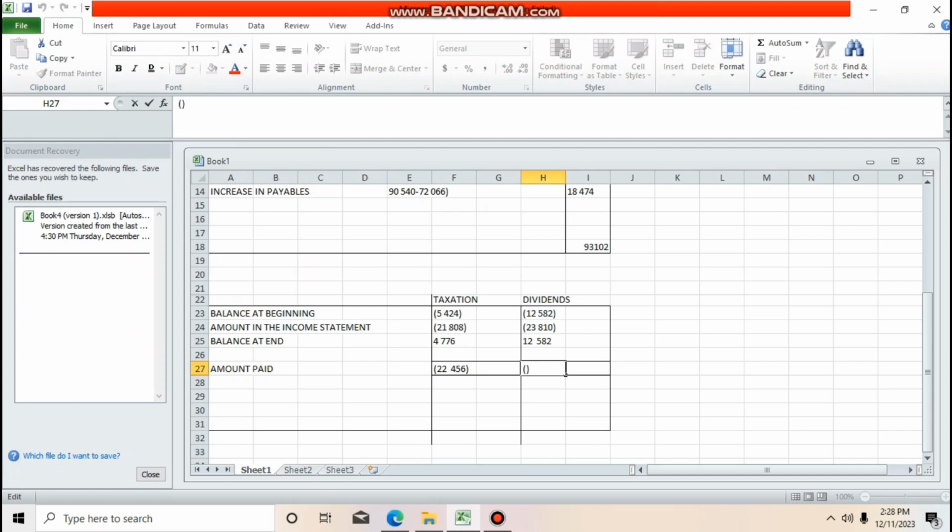Same applies to dividends. I'm going to add the 2 to less this one, get the amount paid. So you're going to say 12,582. We're going to add 23,810 to less 12,582. Then we have 23,810.